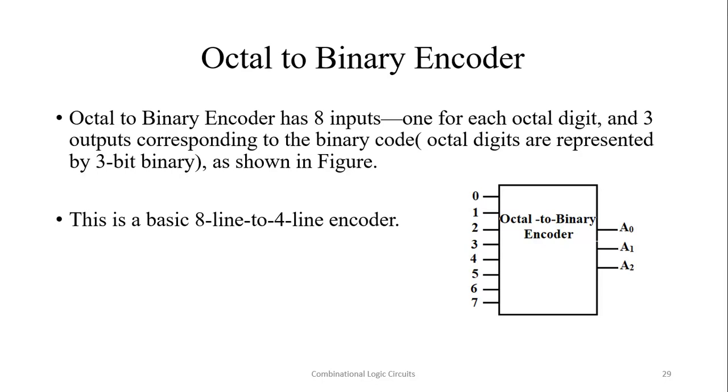So, the octal to binary encoder. The octal to binary encoder has 8 inputs because there are 8 digits in the octal number system, one for each octal digit, and 3 outputs corresponding to the binary code. Octal digits are represented by 3-bit binary. So these are the 3-bit binary codes of octal digits, and these are the octal digits at the input side. This is a basic 8-line to 3-line encoder.